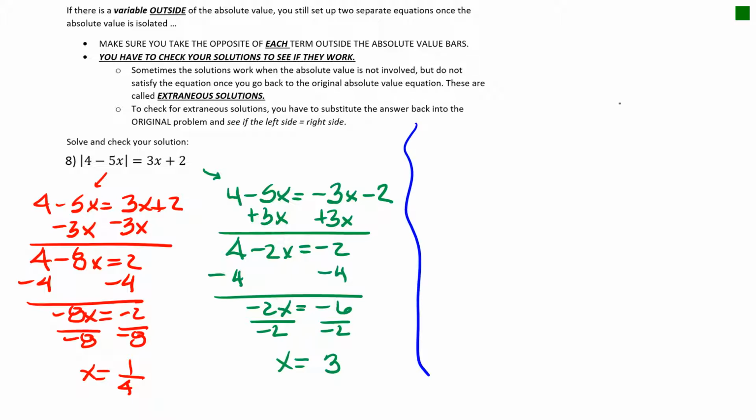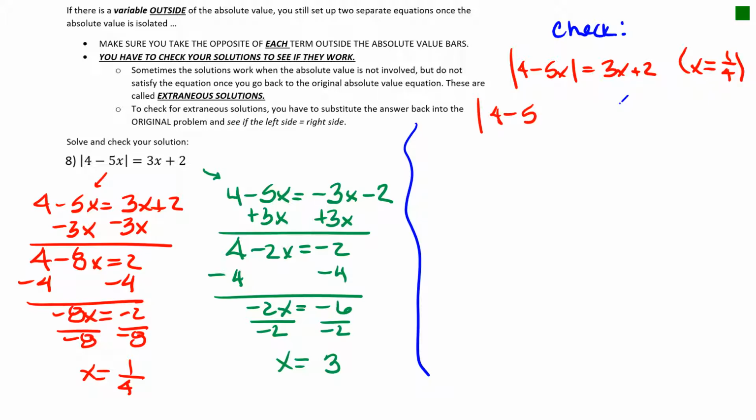So over here, I'm going to start up a little higher. I'm going to do my check. So the first thing I'm going to do is absolute value of 4 minus 5x equal to 3x plus 2, and I'm going to see if x equals 1/4 works. So I have the absolute value of 4 minus 5 times 1/4. Does that equal 3 times 1/4 plus 2? So over here, I have 4 minus 5/4.